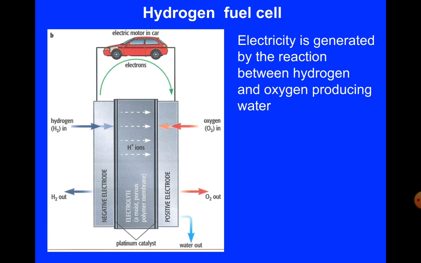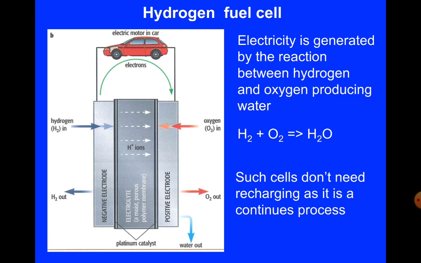Yeah, so we get generation of electricity by the reaction of hydrogen with oxygen, which produces water. And the advantage is that these cells, like in electric cars, we don't need to recharge them. It is a continuous process. Now, hydrogen is easily and everywhere available, because we have water. And water is H2O, which contains a lot of hydrogen.